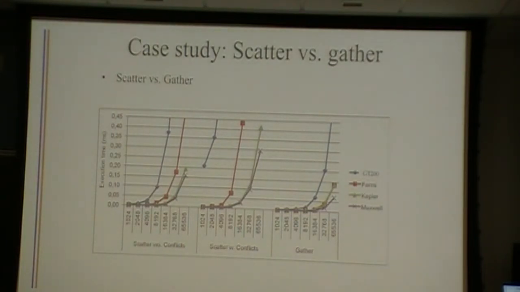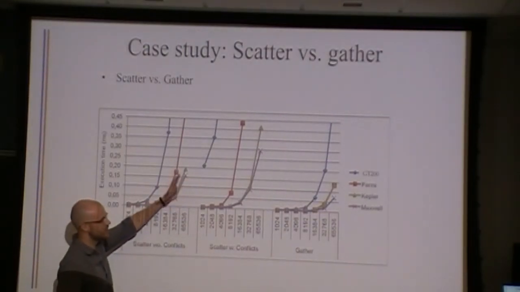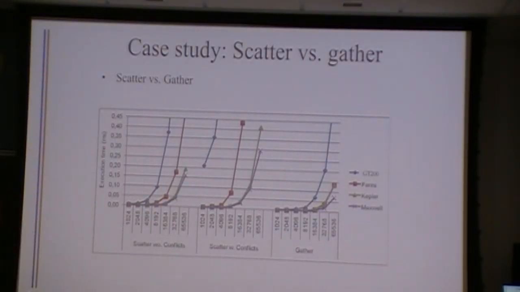Okay, and here we just zoomed in even a little bit more. I'm sorry, I don't really know off the top of my head how much this has changed since then. I think there was kind of a jump after Maxwell. I really don't know. Do you know, Simon? Yeah, so between Fermi and Kepler, they improved global memory atomics. They added some buffers to the L2 cache.